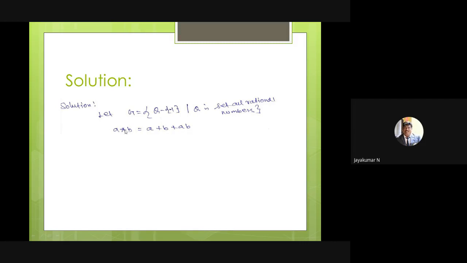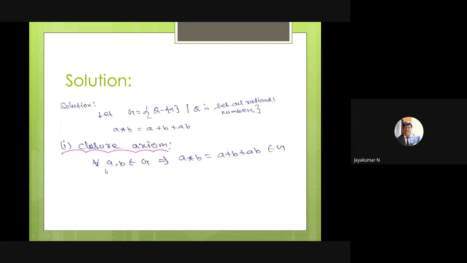So what I said, before and after, using those words, then observing the operation makes it easy to prove the associative axiom and commutative axiom. So what the operation does is before plus after plus before into after. So A plus B plus AB.